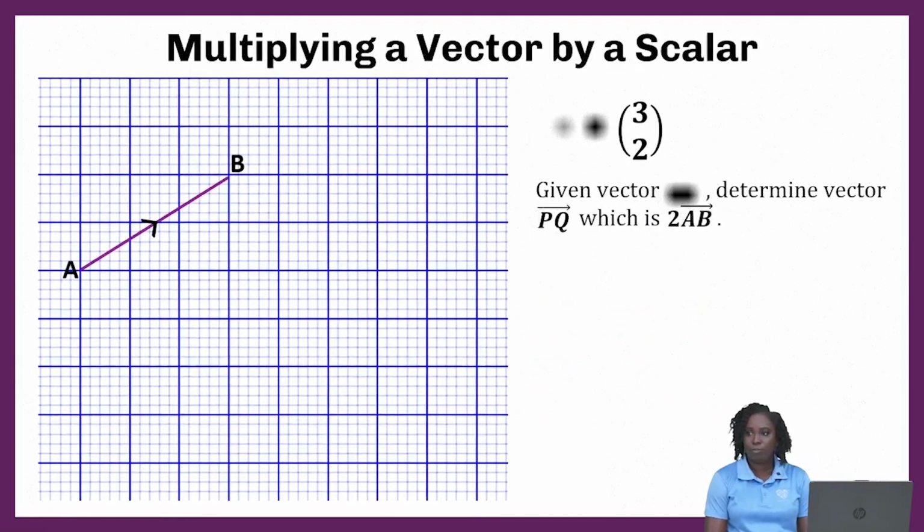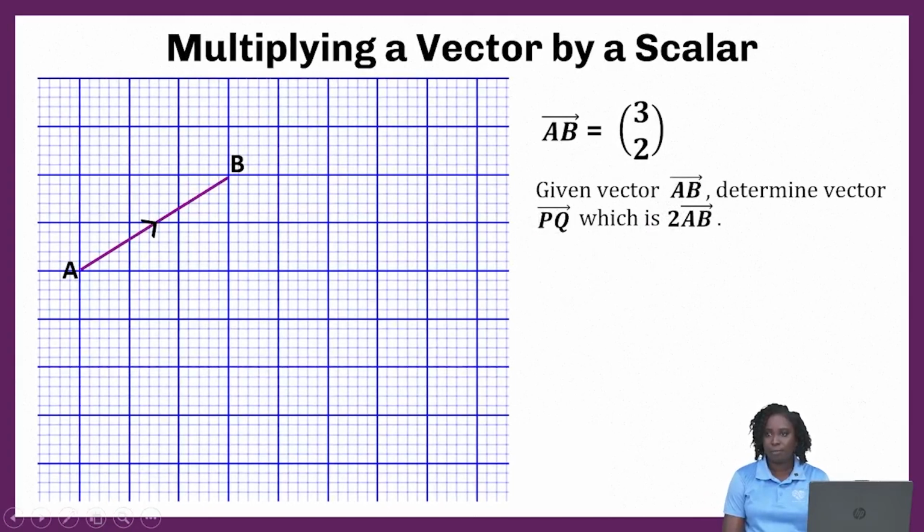Let's move on to multiplying these vectors now. So given another vector AB, determine vector PQ, which is 2AB. So you were already given the position vector AB. They want you now to determine PQ, which is twice AB. So let's start with that information.